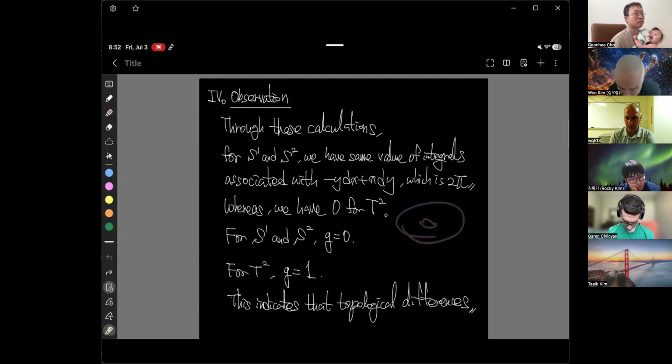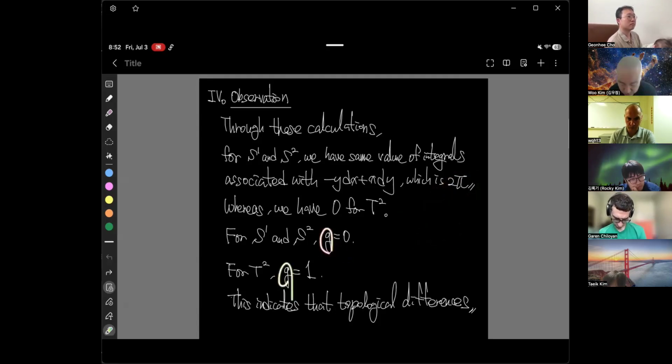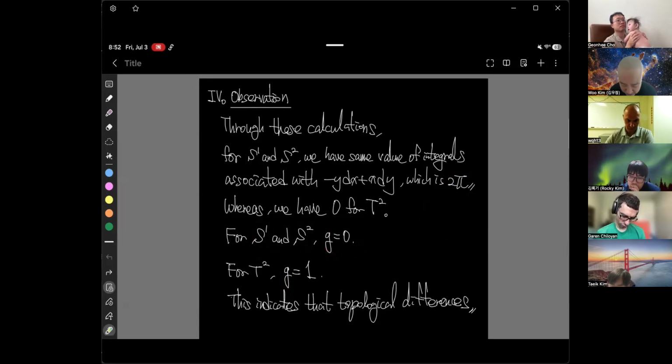As you already know, we have one hole, referred to as the genus, G. So the unit circle and the unit sphere have no genus, while the torus has genus 1. So we can distinguish the topological differences using the integral. So this was my conclusion. Thank you for your time, and any questions?